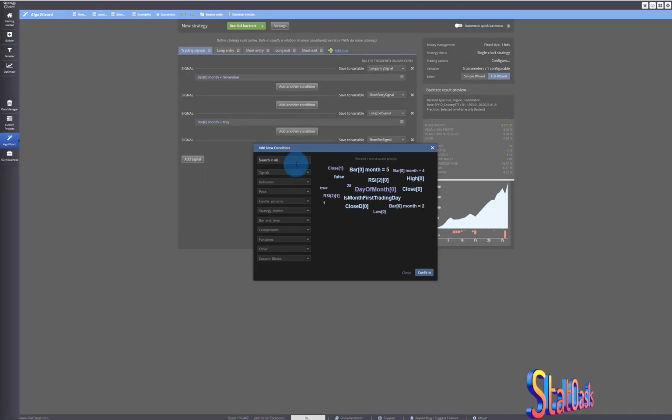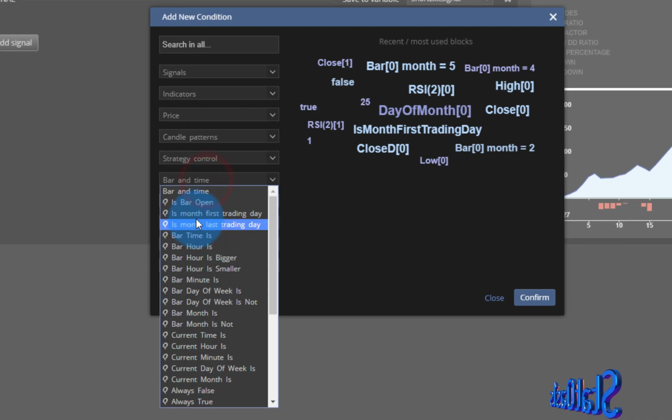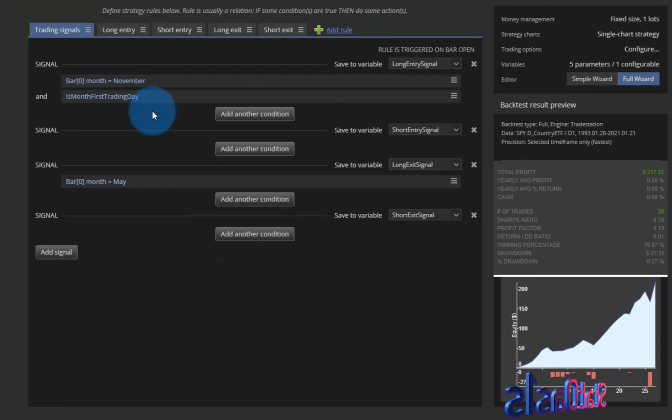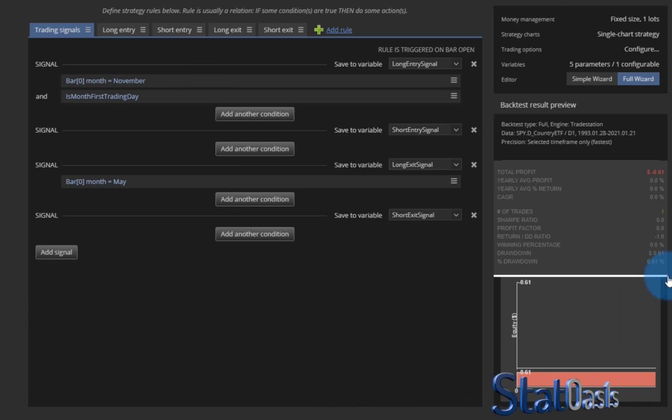That's good. There is a condition, "is month first trading day." So if I do month first trading day and not including weekends, theoretically that should be the same thing. It knows which day is the first and then it will trade on that day. So if we run a full backtest, unfortunately it doesn't work. I tried it on stocks, futures, and currencies. The bugging thing is sometimes it does work. So it really bugs me when I don't know why this is happening.